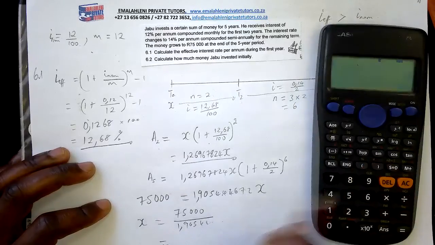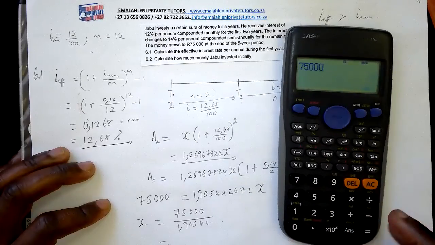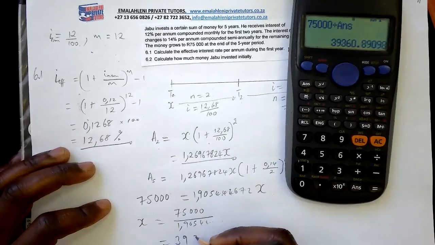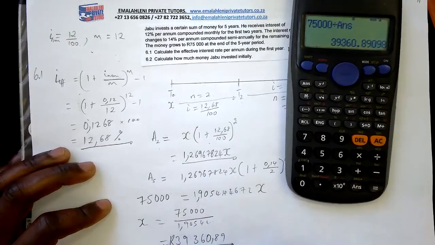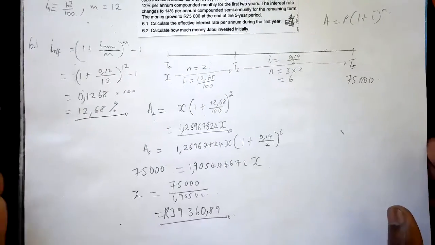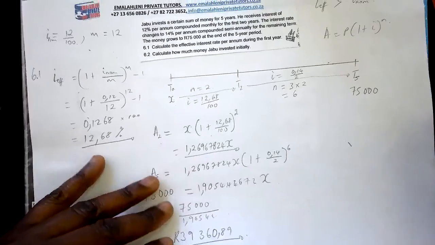Okay, then what do we get here? We're going to say 75,000 divided by our answer. What do we get? We get 39,360.89 rands. So this is what was invested initially, 39,368. What was invested initially must be less than what is actually the accumulated amount.